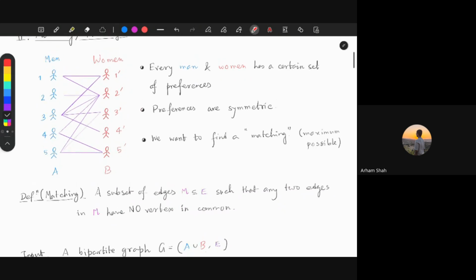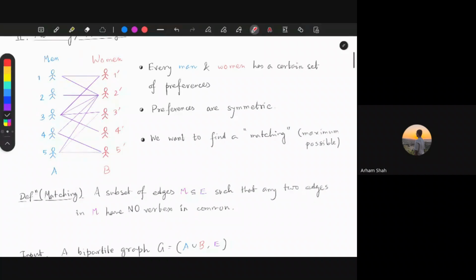To define it rigorously, a matching is just a subset of edges M such that any two edges in M have no vertex in common. Of course, we assume that if someone marries, say one dash marries one, he can't marry three. That's why this is a matching. It may not be perfect; there can be some people who remain unmatched. We want to find the maximum possible.